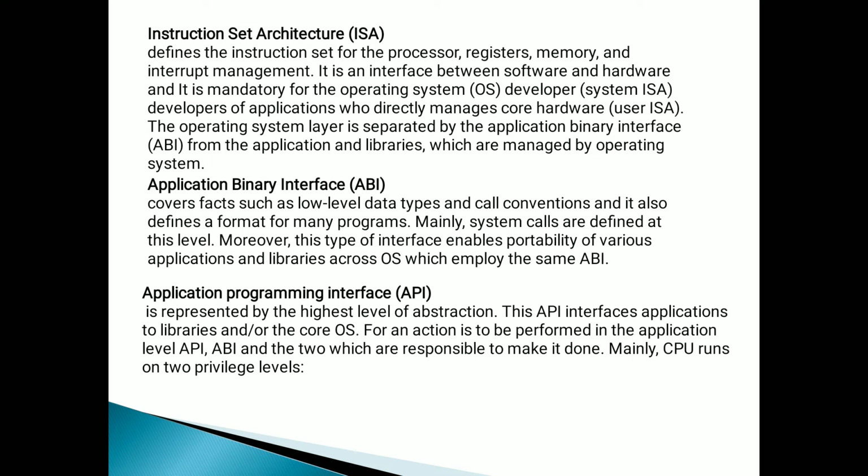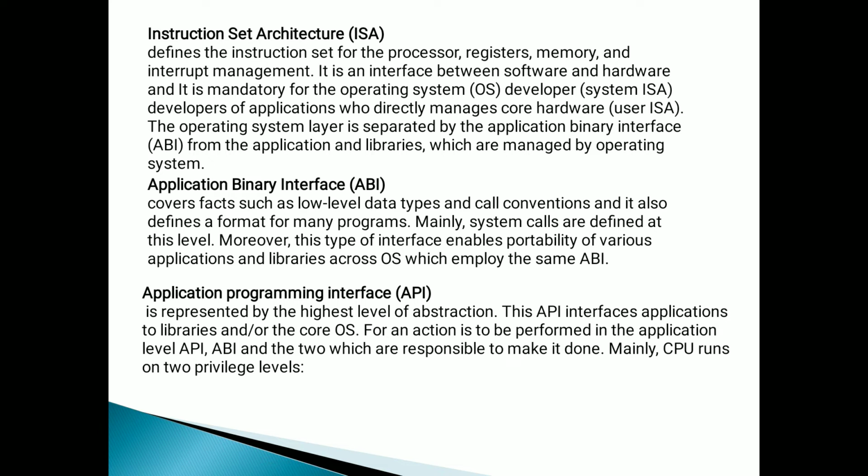Next is the application binary interface. It covers facts such as low-level data types, call conventions, and it also defines a format for executable programs. Mainly system calls are defined at this level. Next is the application programming interface. It is represented by the highest level of abstraction. This API interfaces applications to libraries and the core OS. For an action that needs to be performed at the application level, API and ABI are responsible to make it done.